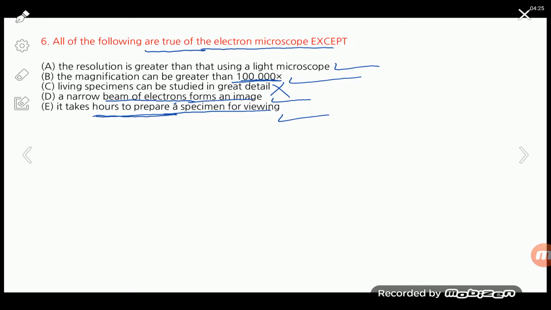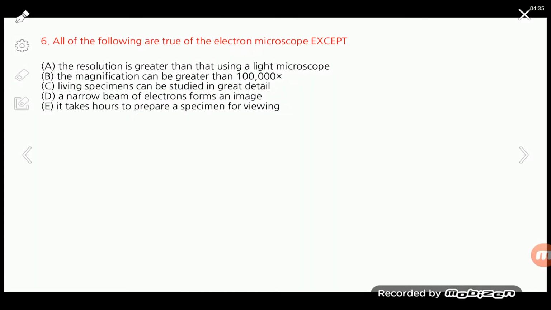So the answer for this question is living specimens that can be studied in great detail. This is not true. Dead cells or dead specimens will be used. So the answer for the question is C. Okay, let us move to the next question.